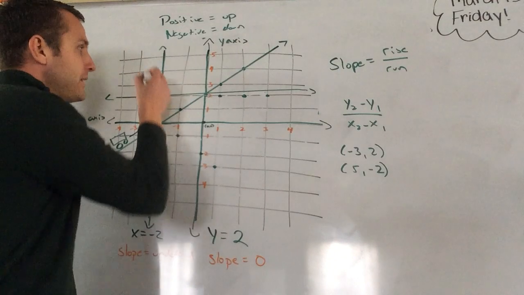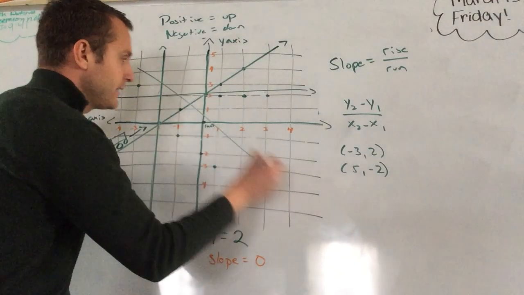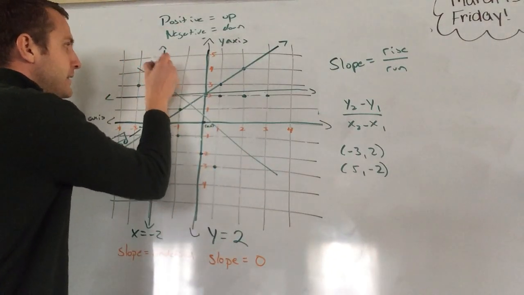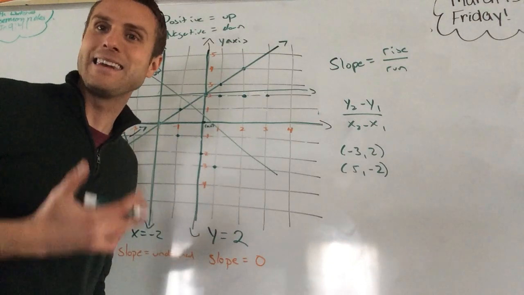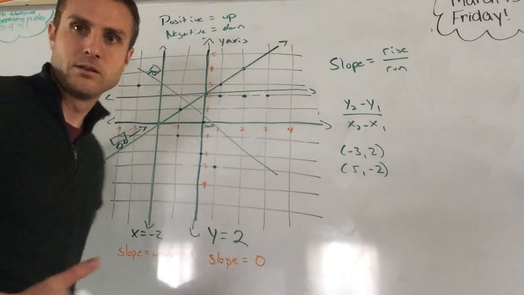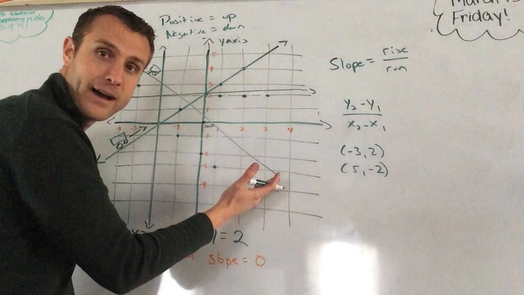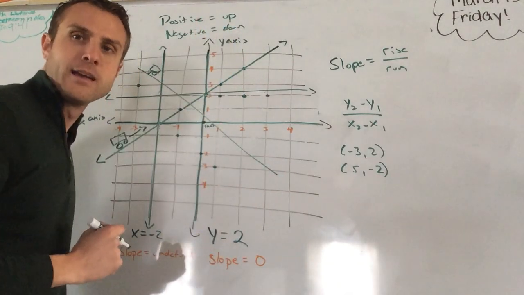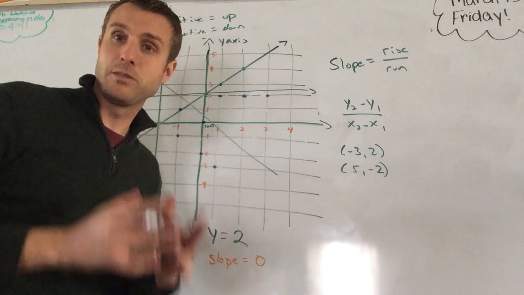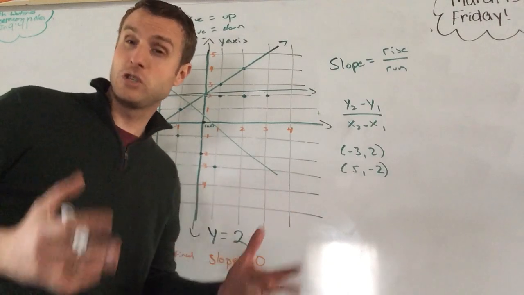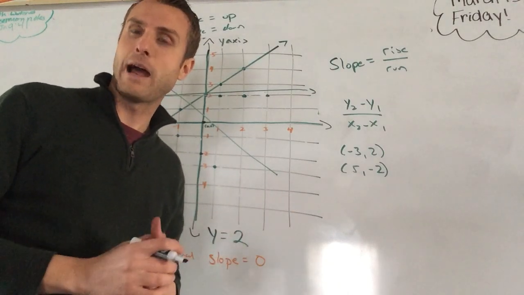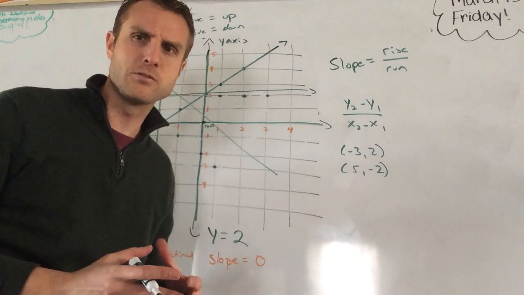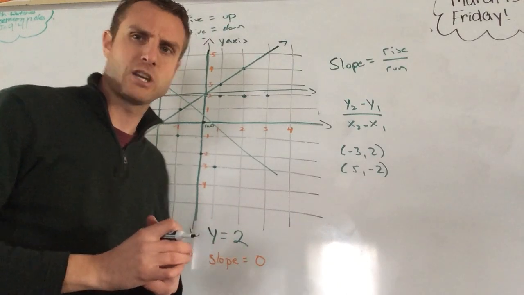If it is going downhill, for example, if this were my line, from left to right, that would be a negative slope. So from left to right, is it going downhill? Negative. Uphill, positive. Now, how do we figure out the actual numbers of the slope? Well, we're going to choose 2 points on my graph. This is where many students get confused, so let's pay close attention.